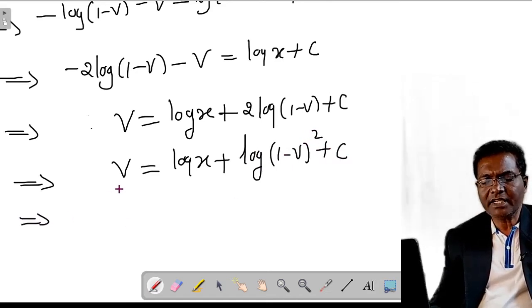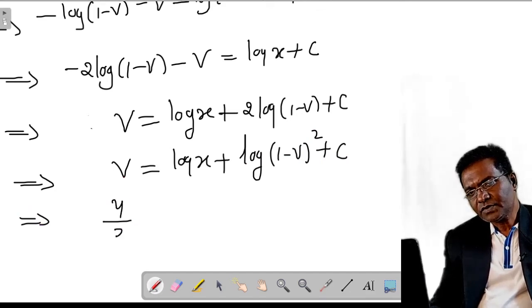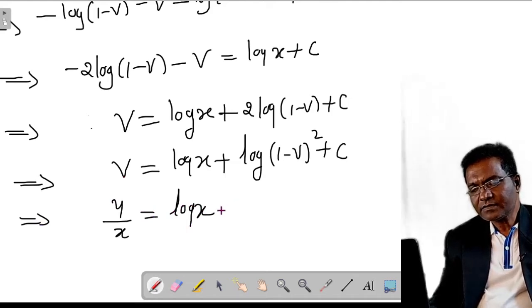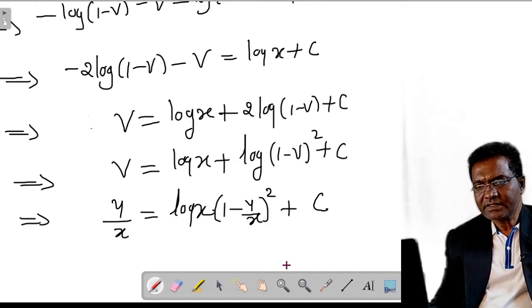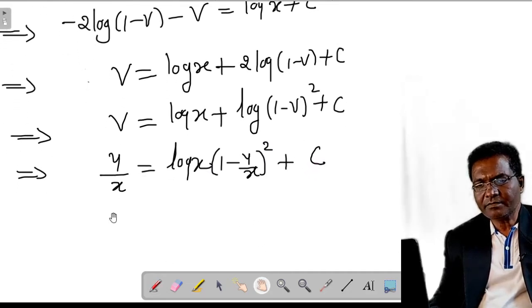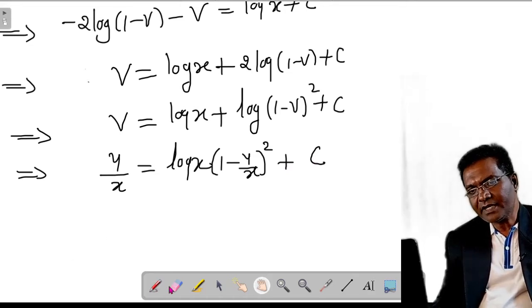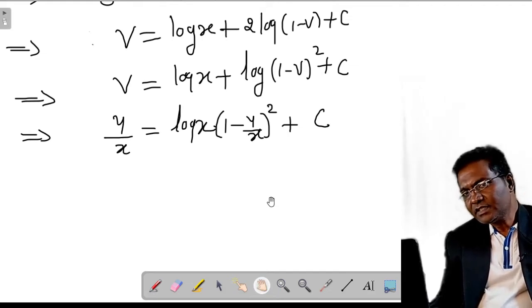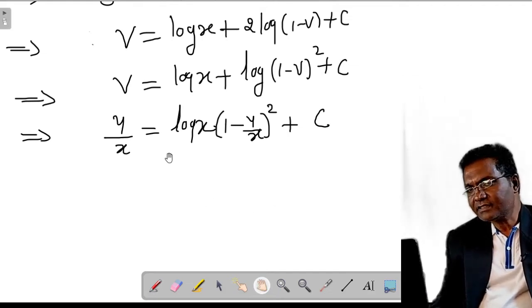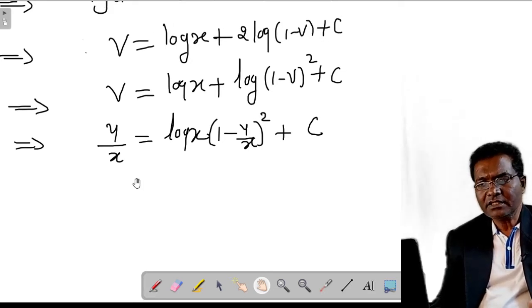Now you have to replace v as y by x. So y by x is equal to log x. I can write log m plus log n as log mn. Similarly I can write log x plus log of (1 minus y by x) whole square plus c. Okay, I had replaced v as y by x. So this is your final result, or you can transfer x this side. So this is the general solution of the given differential equation.